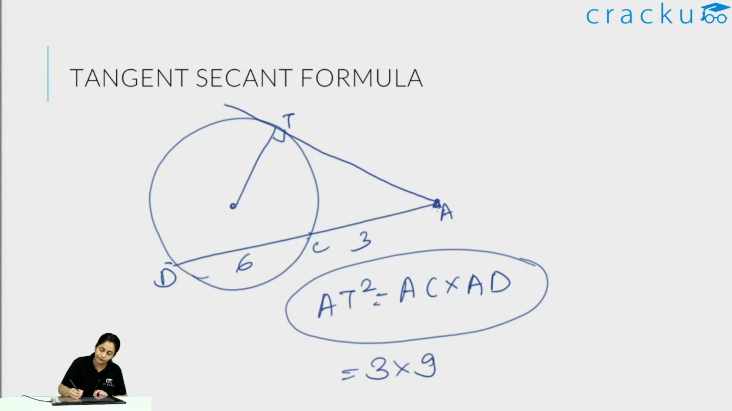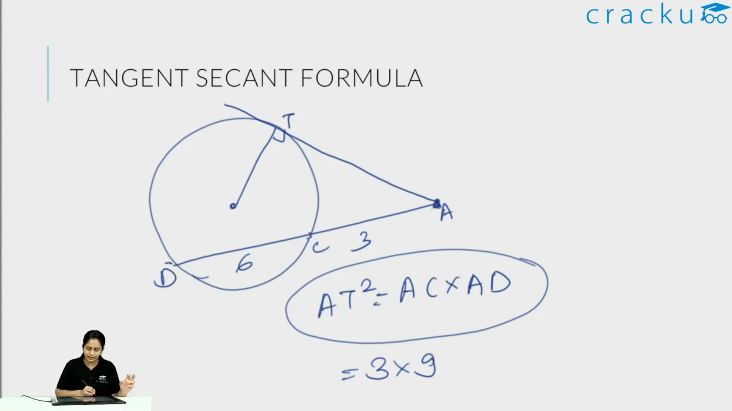You have to be very careful. A to C into A to D. So A to D will be 6 plus 3, which is 9. Always be very careful of that particular aspect. Many people make this mistake where they consider it as 6 into 3 and then they get the wrong answer.